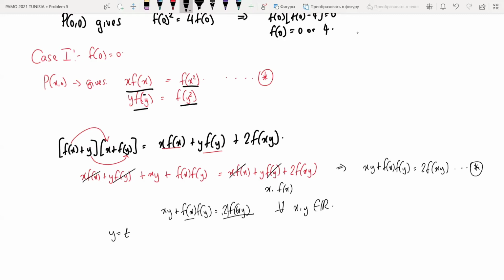So the best value of y we can plug in is y equals 1. We could also plug in y equals 0, but if we do that, we are going to get something trivial. We are going to get 0 equals 0, and we already know that, so it's nothing new. That's why we plug in y equals 1.